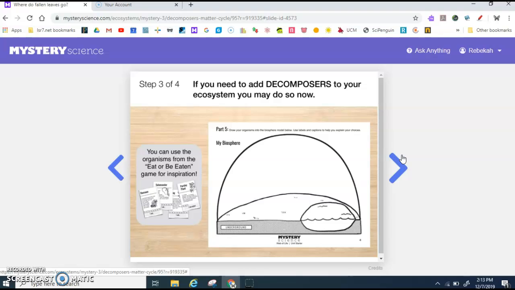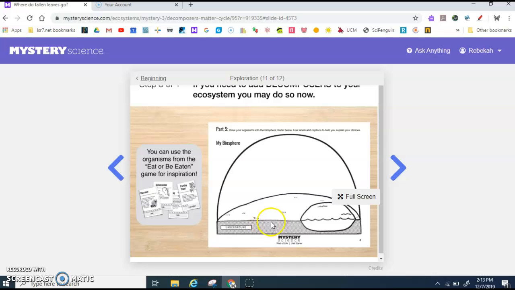Now, bacteria are microscopic, right? But it's okay in a model to draw things that are too small for us to see. You would just need to make sure that you label. And remember, we have underground here. We learned about worms and where worms are most likely going to be.